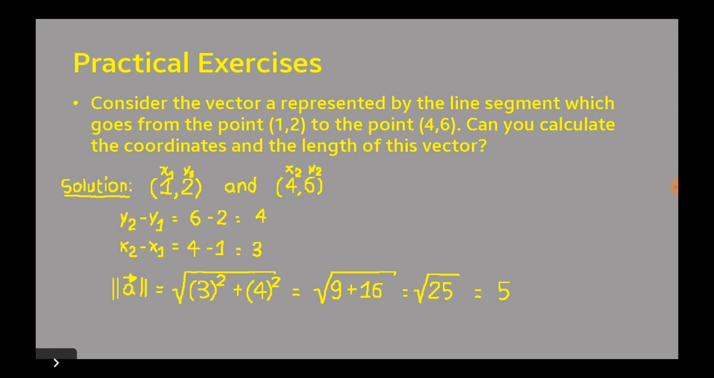Now let's consider the practical exercise. y2 minus y1. y2 is given 6 and y1 is 2. 6 minus 2 equals 4. x2 minus x1. x2 is given 4, x1 is given 1. 4 minus 1 equals 3. Now the absolute value of a is the root of 3 square plus 4 square, which equals the root of 9 plus 16, equal to the root of 25. Take out the radical, it becomes 5.